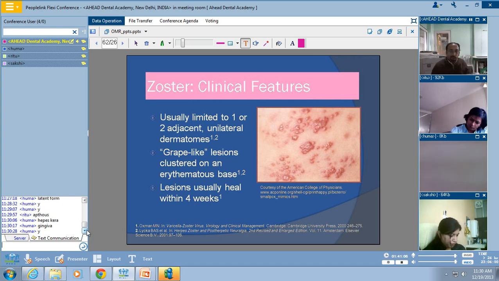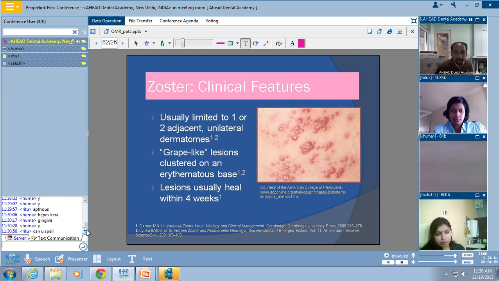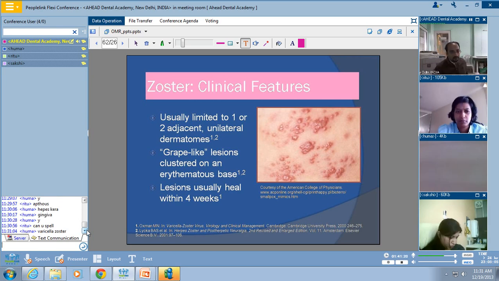Now coming to HHV3, also called herpes zoster. This photograph is actually of skin, and you can make out some lesions which are clustered on an erythematous base. So this is herpes zoster, caused by varicella zoster virus, VZV. Okay? Varicella zoster virus. Now this is usually limited to one or two divisions.